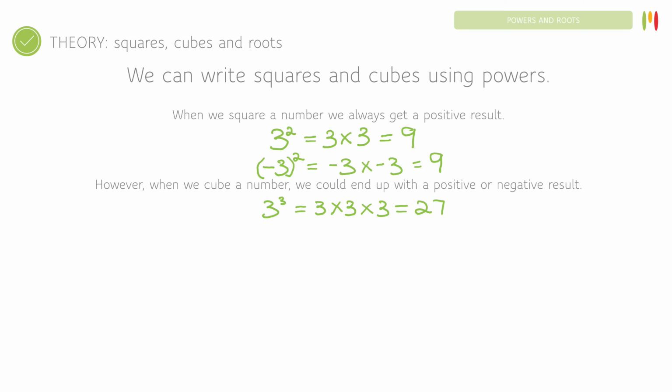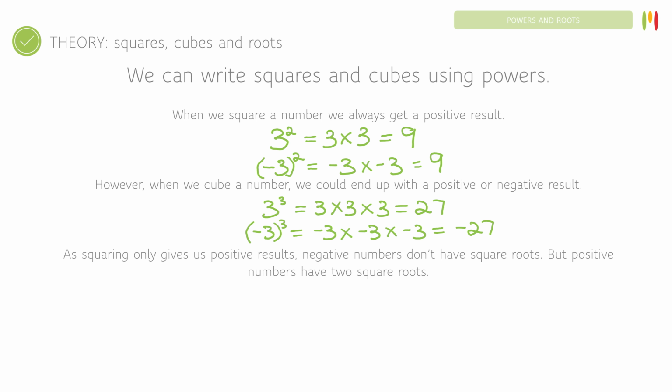However, minus 3 cubed is equivalent to minus 3 times minus 3 times minus 3, which is equal to minus 27. As we know that squaring only gives us positive results, we know negative numbers do not have real square roots. However, positive numbers have 2 square roots.